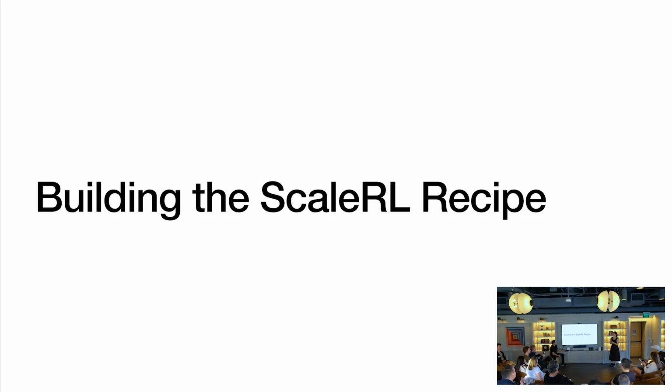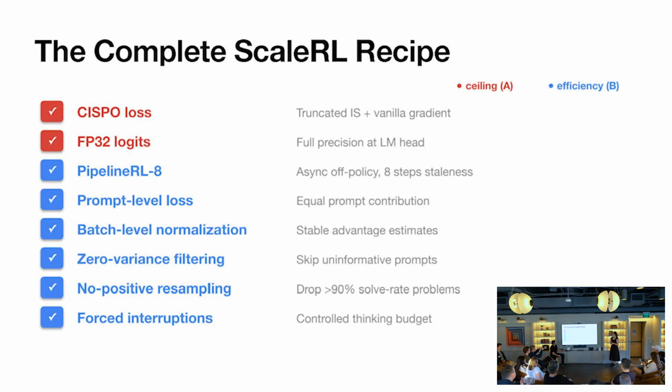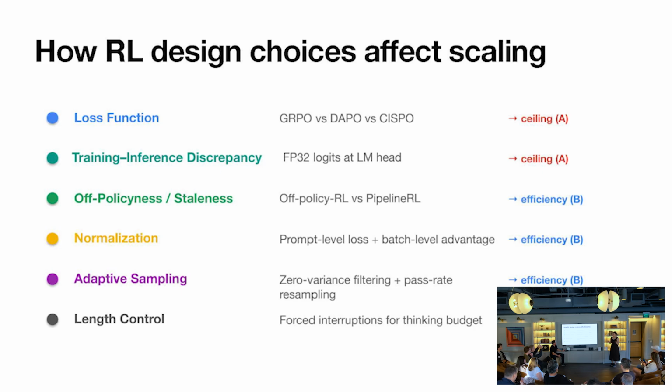So how can we build the best ScaleRL recipe? This is the complete ScaleRL recipe that the paper came up with, and we'll go into each of the components a little bit. There are a lot of design choices, and each of these design choices actually affects different aspects of scaling. So we have things like the loss function and the train-inference discrepancy. These actually limit how high the ceiling is, like how high your curve can go. This is really important because you definitely want your curve to go as high as possible. There are also things like off-policyness, normalization, and adaptive sampling that usually affect the efficiency of your training.